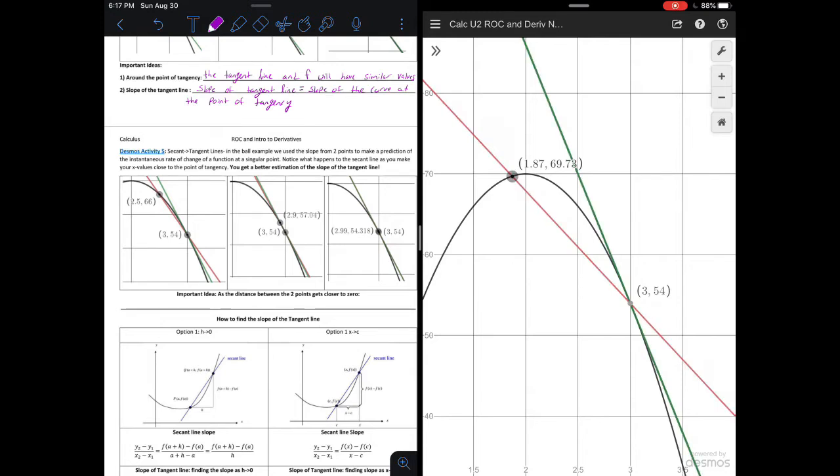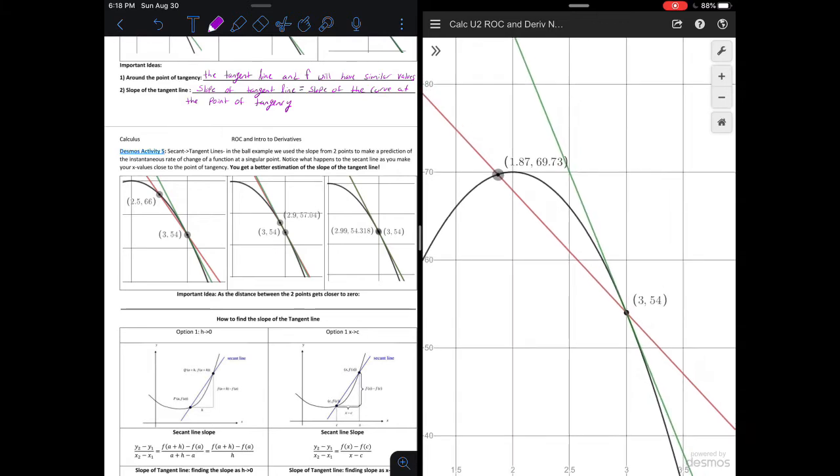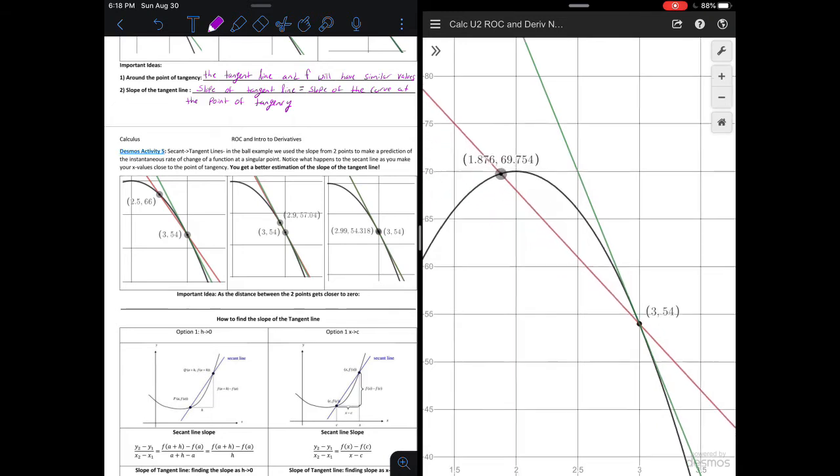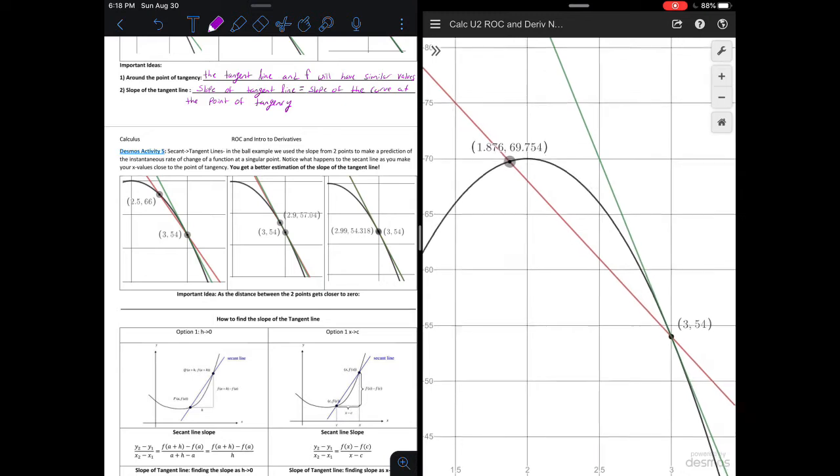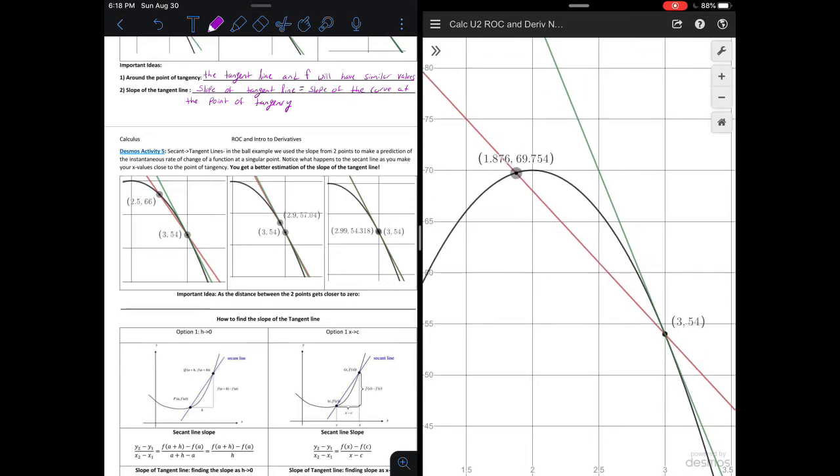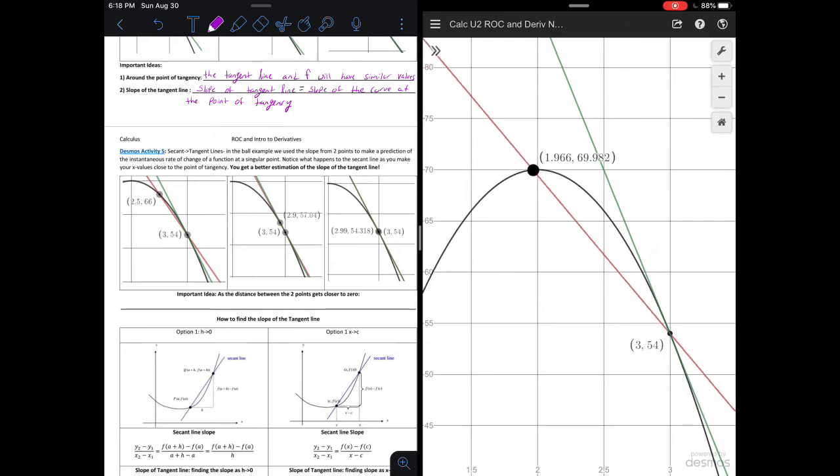And what I want you to notice is, currently compare the slope of the green and the red line, so the tangent line and the secant line. Notice how they're not similar at all, but notice how the secant line is dependent upon whatever the second point is that I choose. Now watch what happens to the secant line and the tangent line as I move that point closer to the point of tangency.